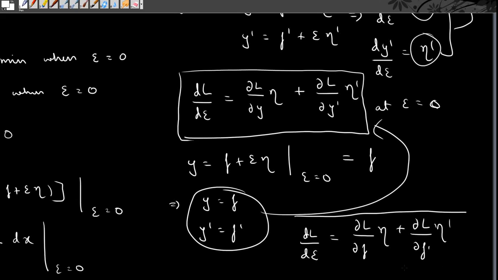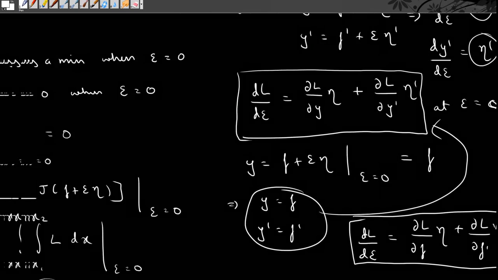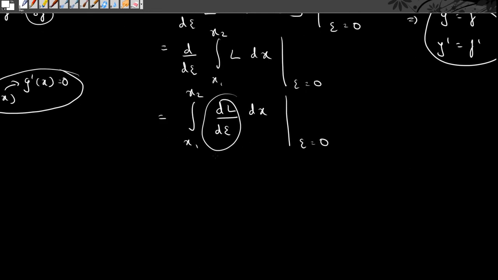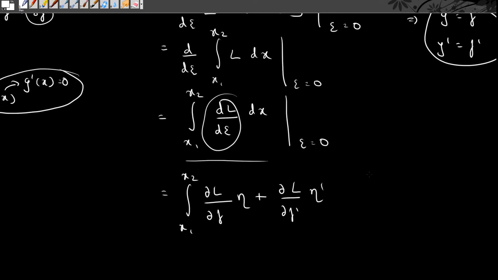Alright, so far so good. So now we are going to go back here and substitute our result in this equation. So this is going to become integral x1 to x2 dou L by dou f into eta plus dou L by dou f dash into eta dash.